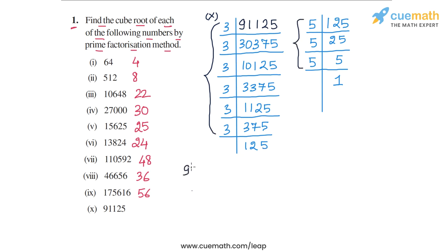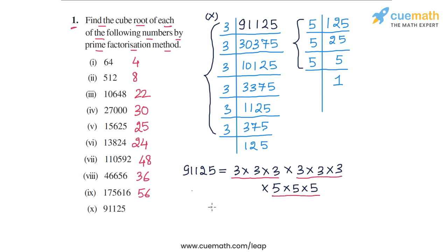So let's write this: 91,125. The prime factorized form of this number has 6 repetitions of 3 and then it has 3 repetitions of 5. So if we group the prime factors into triplets, we get one triplet of 3, we get another triplet of 3, and then we get a triplet of 5. So we can write this as 3 cube into 3 cube into 5 cube, or we can write this as 3 into 3 into 5 whole cube.